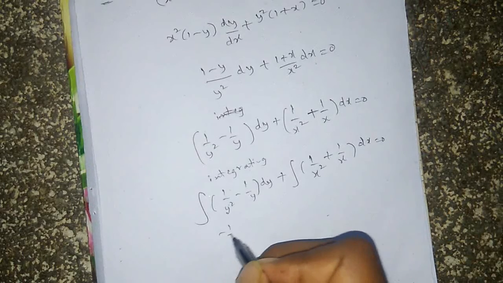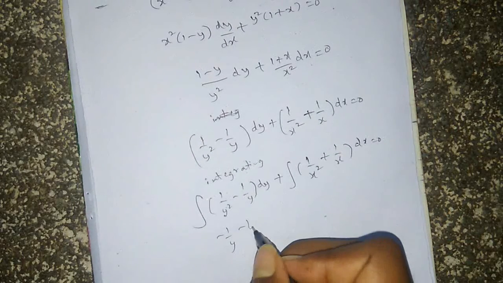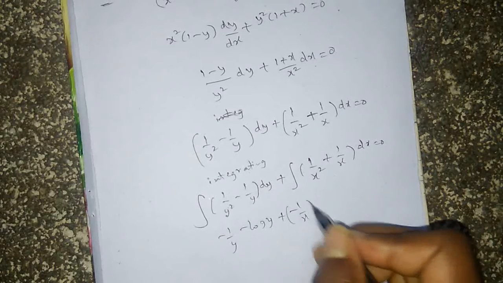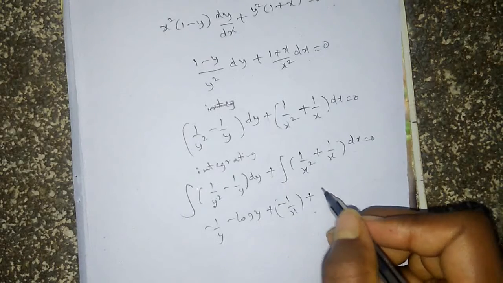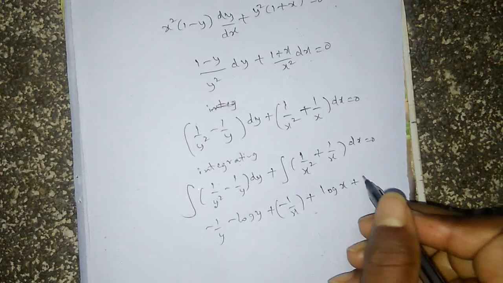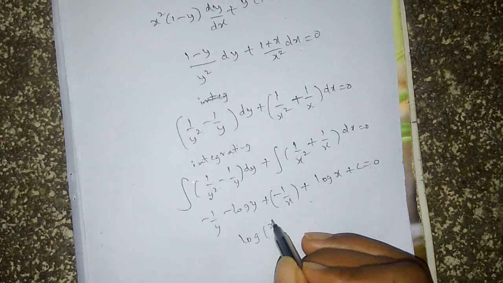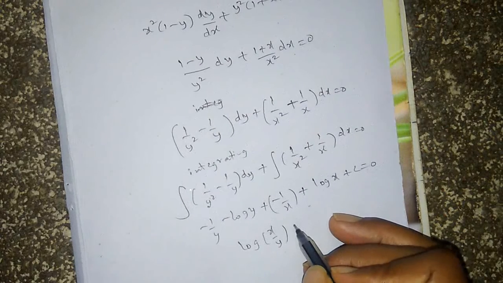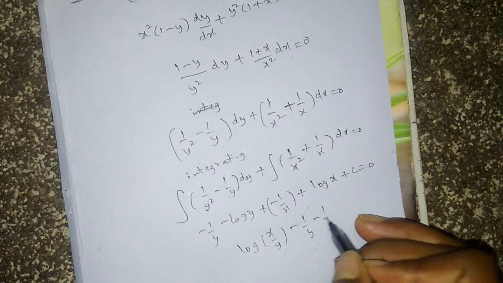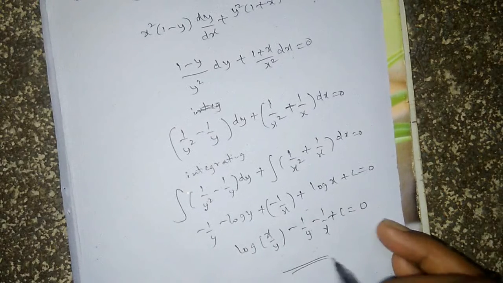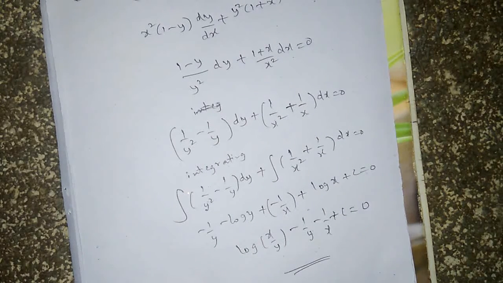Integral 1 by y square is minus 1 by y. Integral 1 by y is log y. Integral 1 by x square is minus 1 by x. Integral 1 by x is log x, plus c is equal to 0. This is log of x by y minus 1 by y minus 1 by x plus c is equal to 0, which is the solution of the given differential equation.